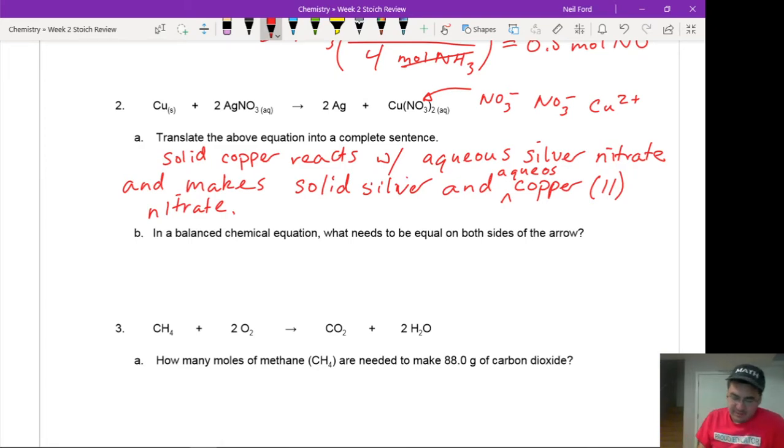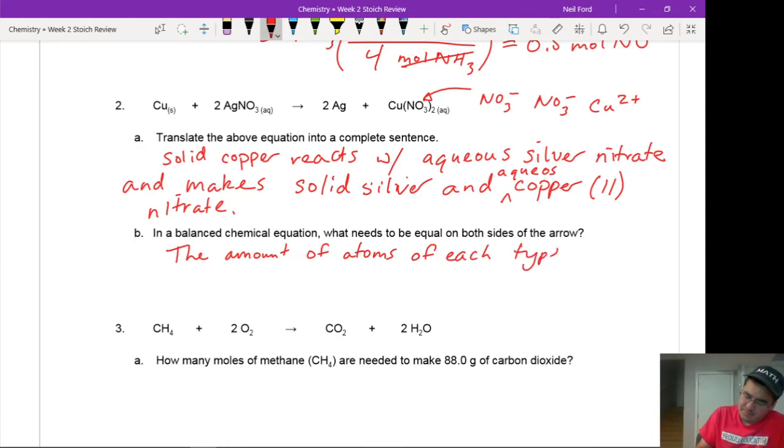Part B, in a balanced chemical equation, what needs to be equal on both sides of the arrow? The amount of atoms of each type of element, or each element, sorry. You could also say the number of moles of each element.